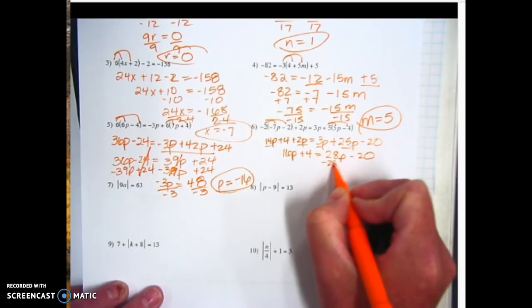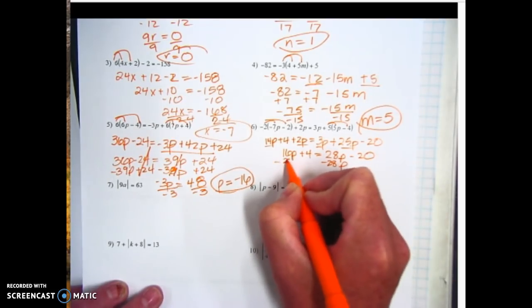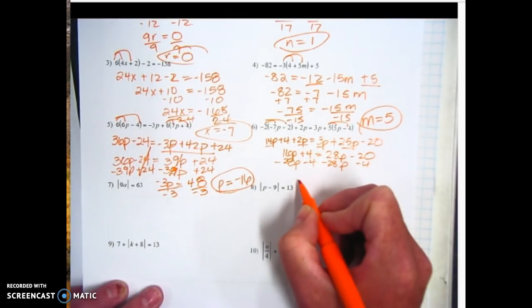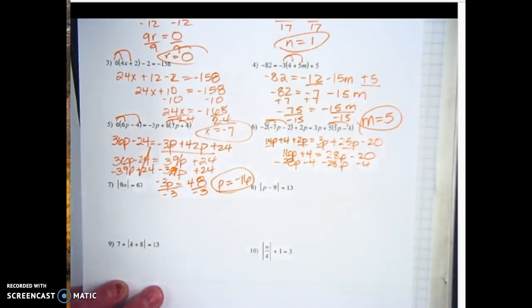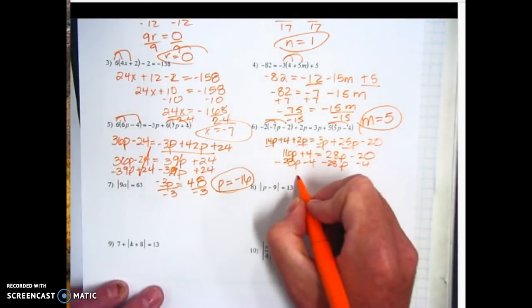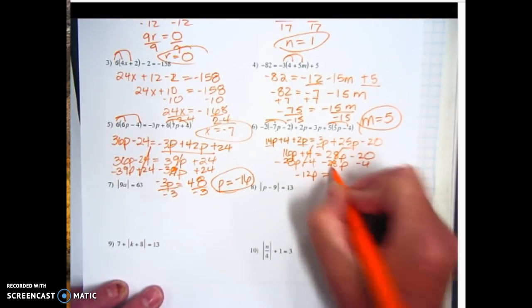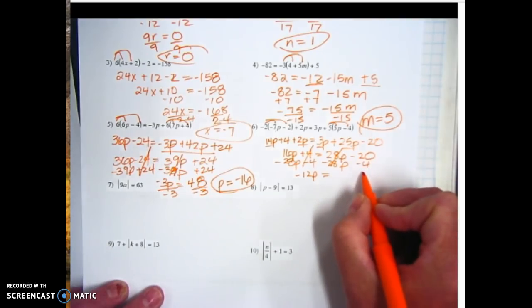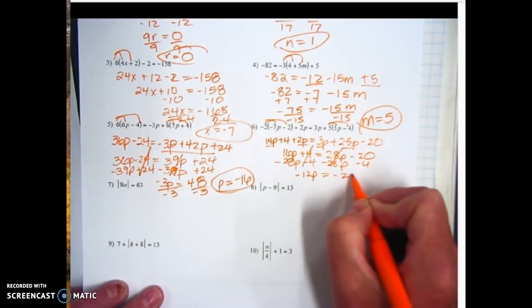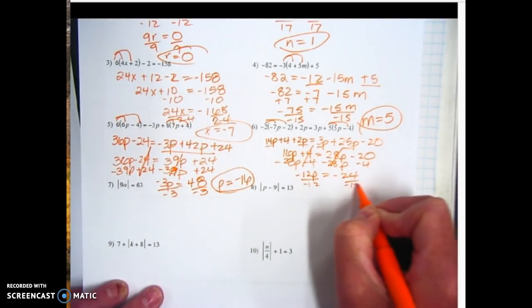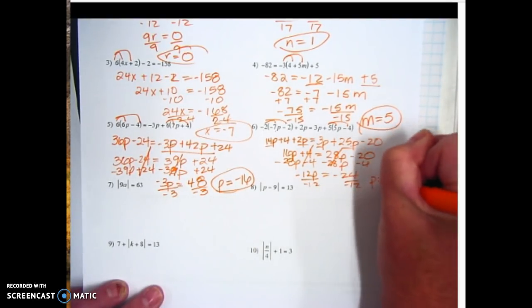I'm going to subtract the 28p because I prefer my variable on the left. Subtract 4 in the same step. 16p minus 28p is negative 12p. These are opposites, these are opposites. Negative 20 minus 4 more is negative 24. So when we divide both sides by negative 12, we get p equals positive 2.